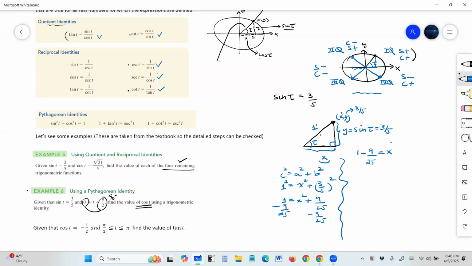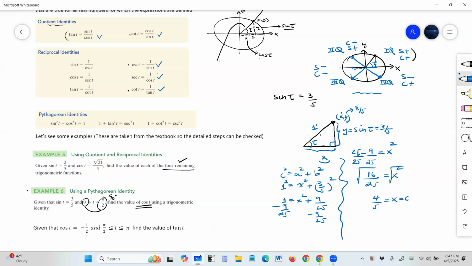9/25 equals x squared. I'm going to find a common denominator here, which is obviously 25. So this is going to be 25/25, right? Common denominator. So 25 minus 9, 16/25. And at this point, I will take the square root of both sides. In here, I get 4/5, and on the other side, I obviously get x. So x is 4/5.